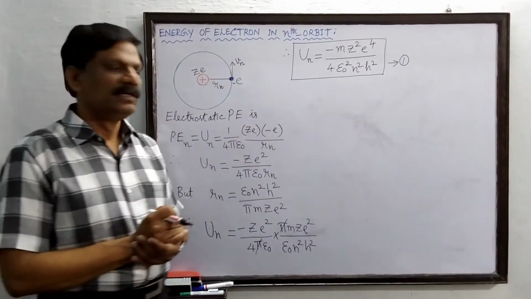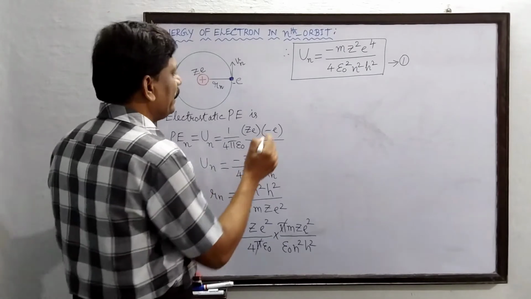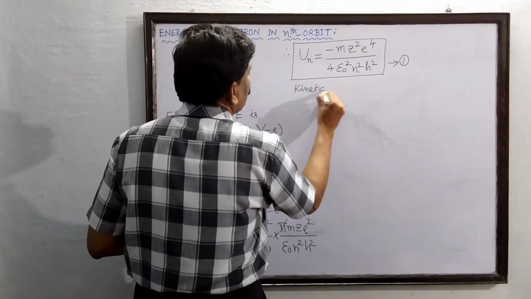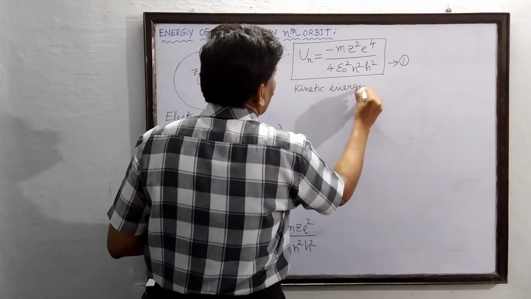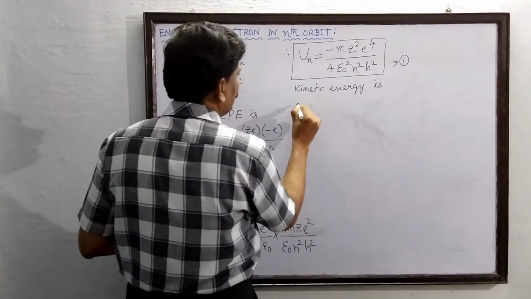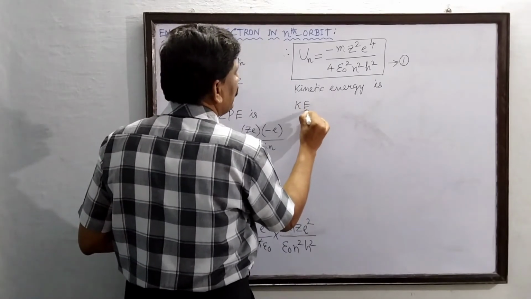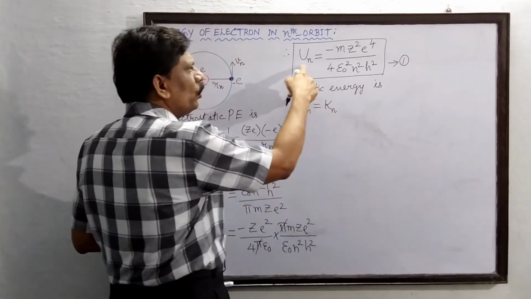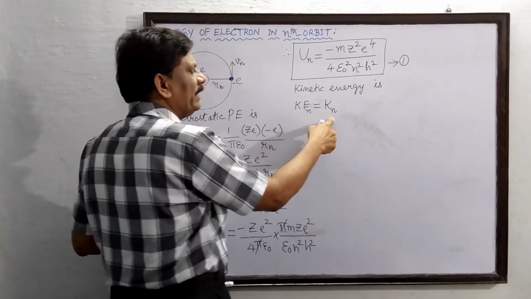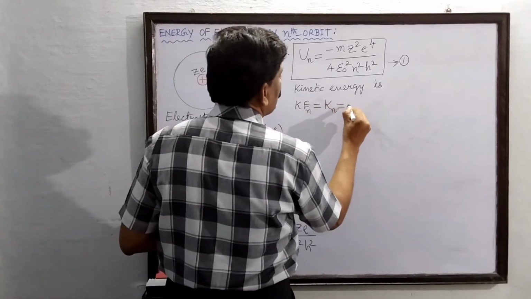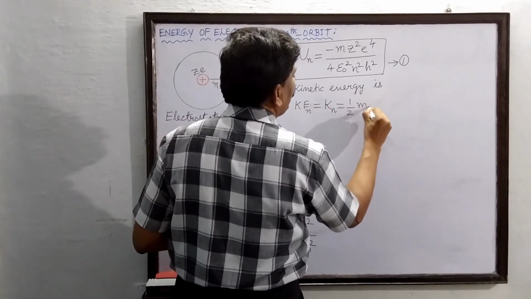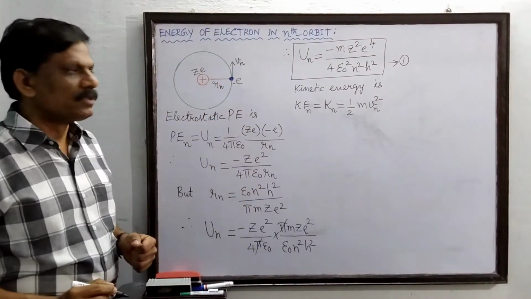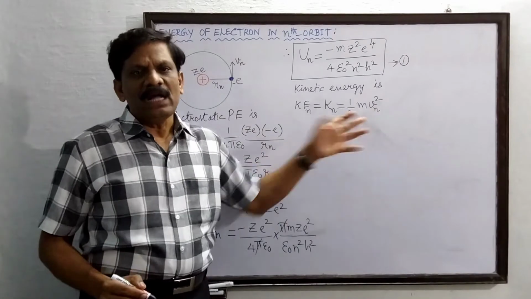Have you understood? Now, we go for the kinetic energy of the electron. So, the kinetic energy of the electron in the nth orbit is Ke in the nth orbit. This can also be written as Kn, Un for potential and Kn for kinetic energy in the nth orbit. So, this is equal to half into m v square in the nth orbit.